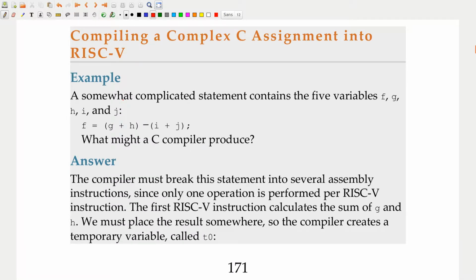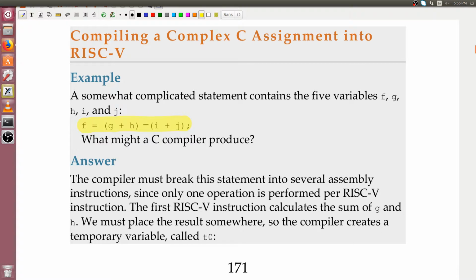Okay, so what about if we get something more complicated? This is where we start to see why you should thank your friends that work on compilers. So what if we have some statement that works on this? Now, a compiler can't do all of this immediately.